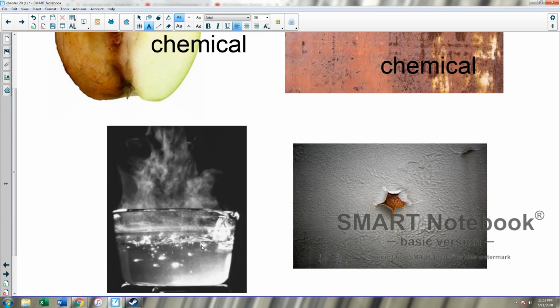What's in a bubble? What gas is in there? Is it oxygen? Is it just air? Is it hydrogen? The answer is inside these bubbles, it's just water vapor. Okay, so this is water and this is water. It's all just water. This is a physical change when you boil water.